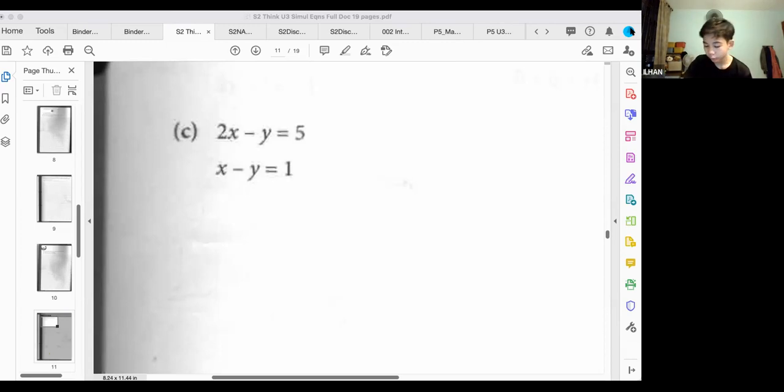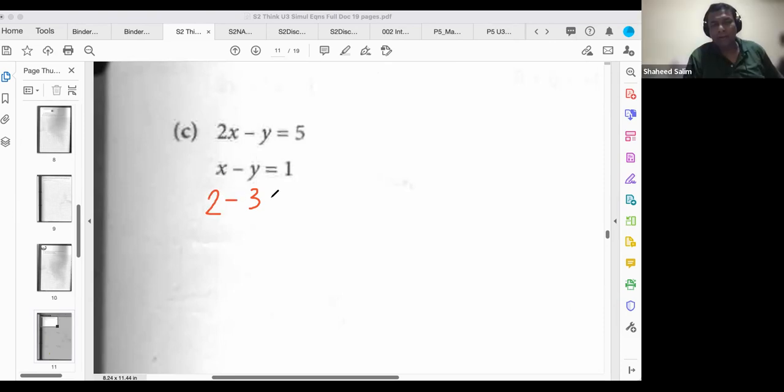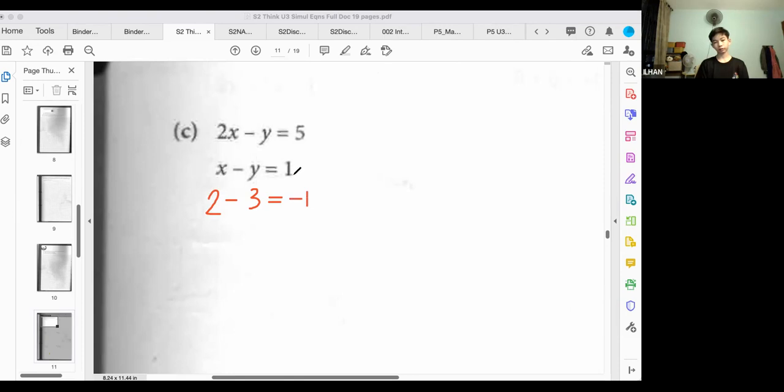Wait, y is 3 and x equals 2. You see y is 3 and x equals 2. Okay, so you see I put 2 minus 3 was the answer. Negative. It's not. So x is equal to 3, and y is equal to 2.